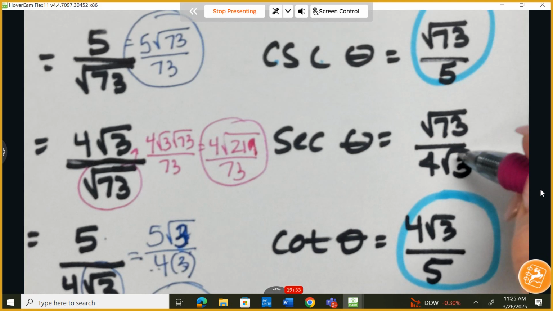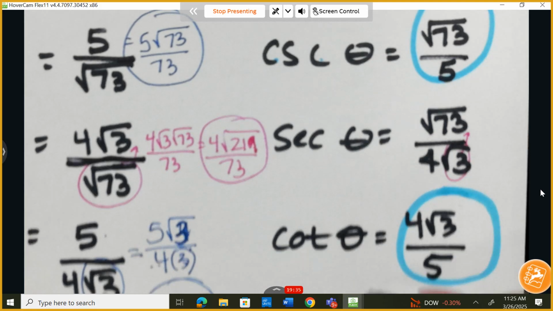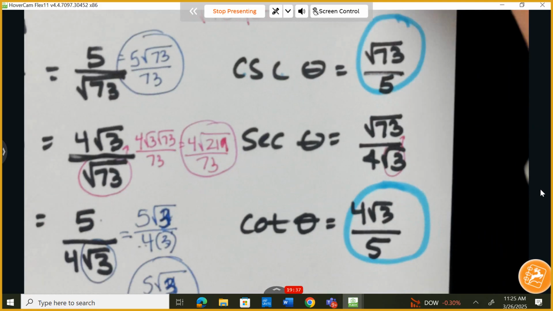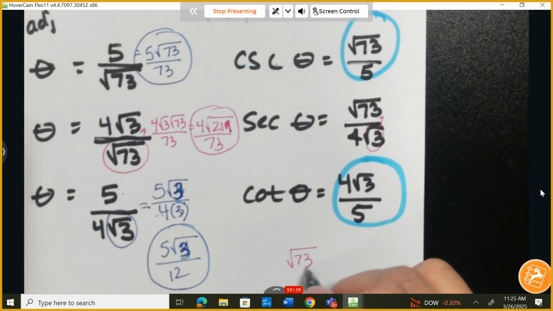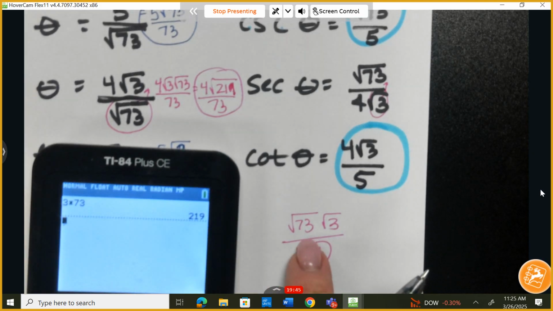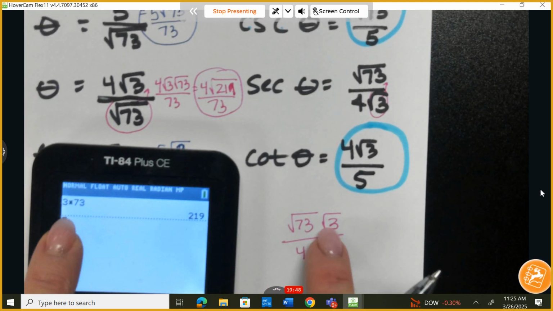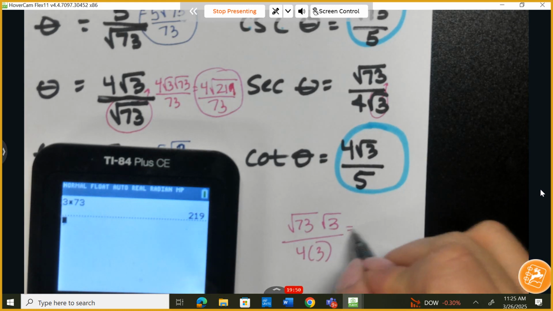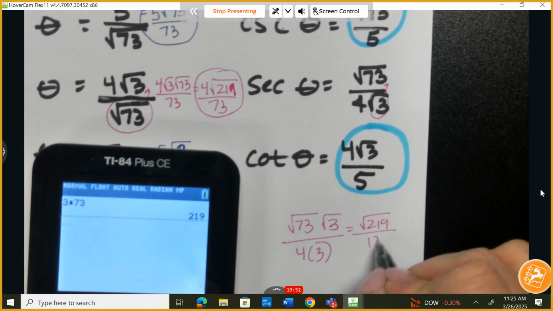So the 3 down here gets thrown up top. And I'm going to write it down here because I have a little more space. So I'm going to write this as the 3 gets thrown up top, and then I rewrite the 3 in the bottom with no square root. Now, I just showed you on the calculator that 73 times 3, they're in the same form, square roots, can be multiplied to equal 219 over 12.